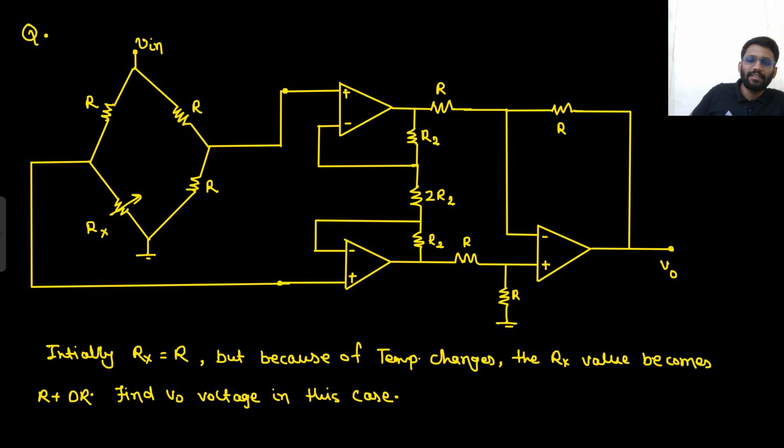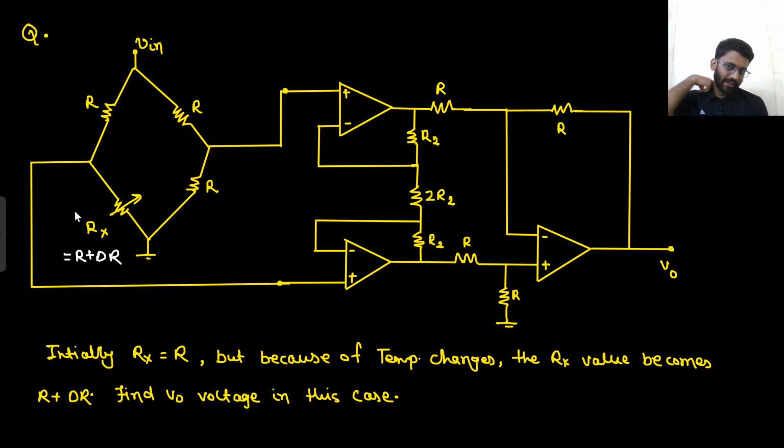So in this question, what is given is that initially your Rx was R. But because of some temperature changes, the Rx value becomes R plus delta R. So because of some temperature changes, this value is becoming R plus delta R. Initially it was R. Now it is becoming R plus delta R.